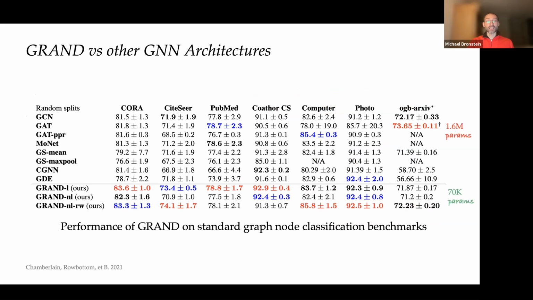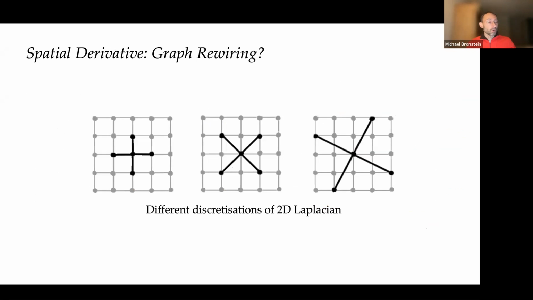What is interesting to see is that we actually use shared parameters here. So every layer or every iteration uses the same parameters. If you compare, for example, this architecture with GAT, then it will have something like 20 times fewer parameters with similar performance.